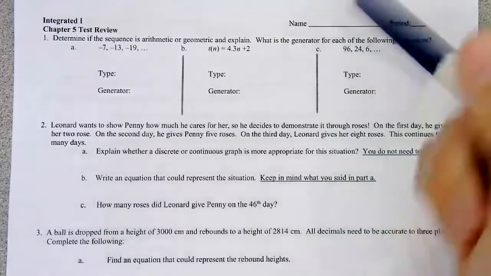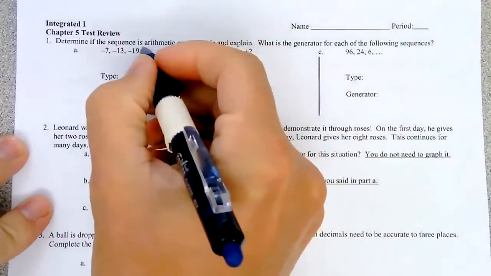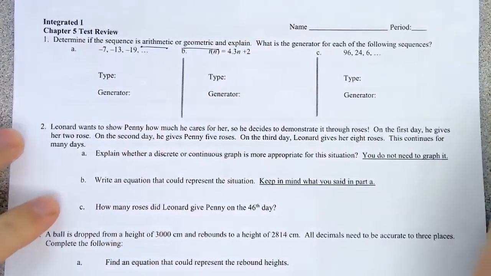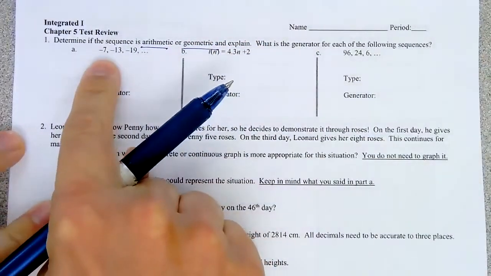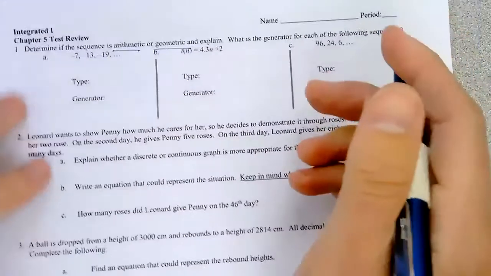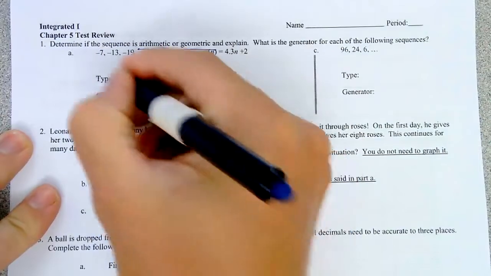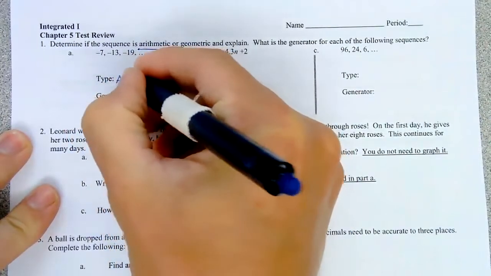Okay, so the first part is asking you to determine if it's arithmetic or geometric. The first one, going from -6 to -13 to -19, we're adding a -6, which makes it arithmetic.